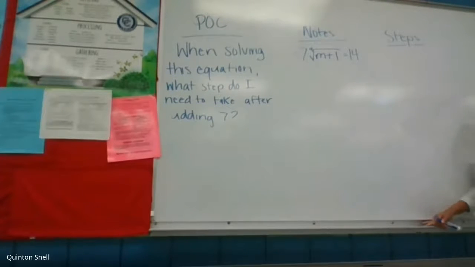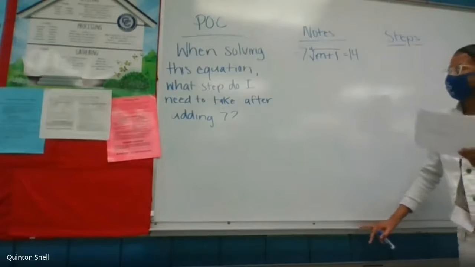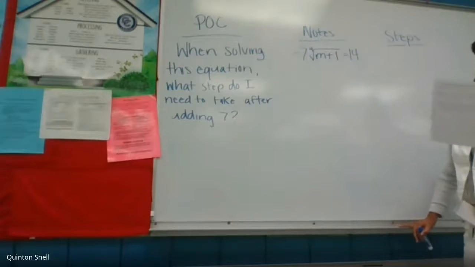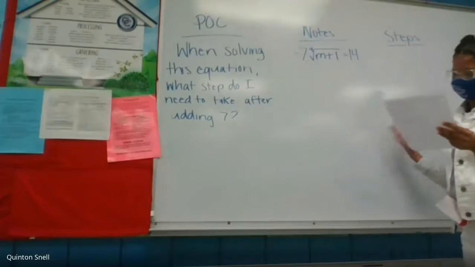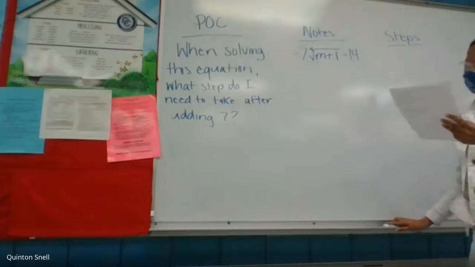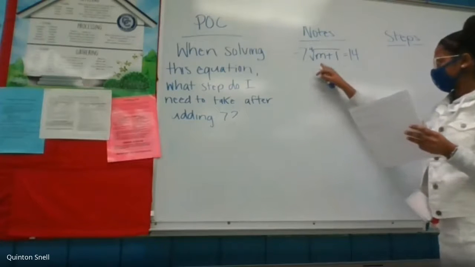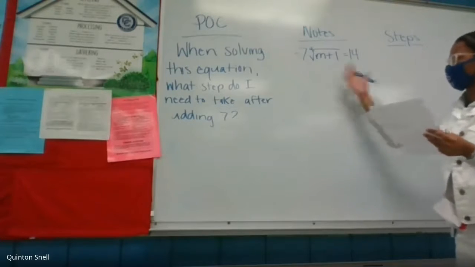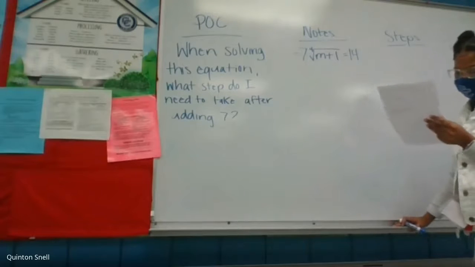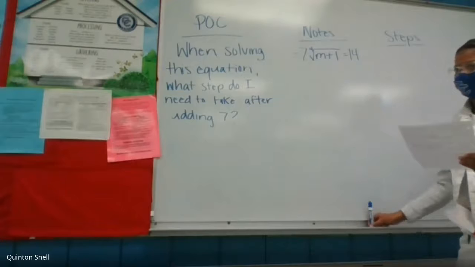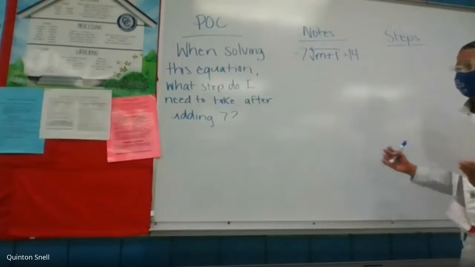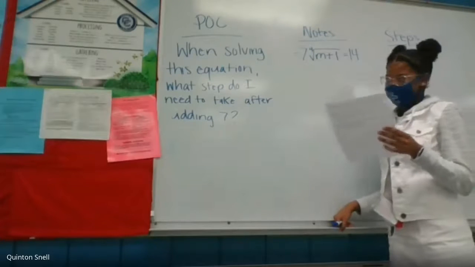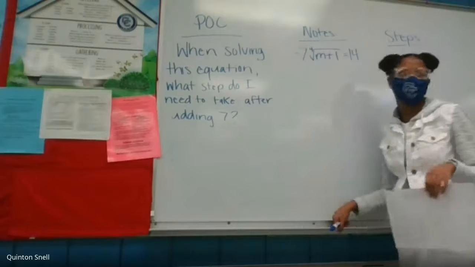My POC is, when solving this equation, what step do I need to take after adding 7? What I know about my POC is that you have to get, I think, this number by itself, so you have to move these over here or vice versa, I don't know. And then I have tried to figure it out by looking at some of the examples that she had and trying to find one that's similar to it so I can plug it in. I think that's it. What questions do you have to help me with my POC?